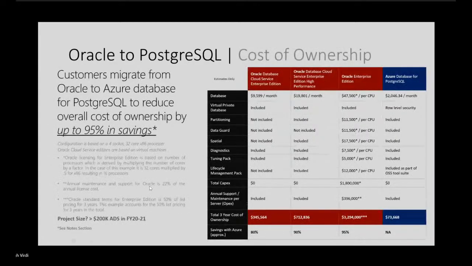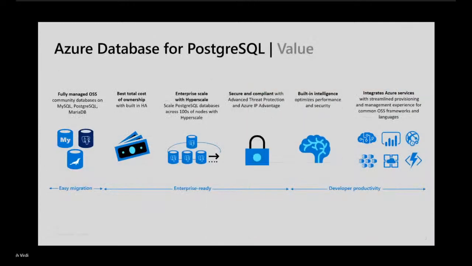Now, this is a very, I would say, very subjective slide. But again, we have seen this happening with some of the customers where they migrated from Oracle to Postgres, and they have seen around 95% in terms of savings, right? Again, as I said, it's a very subjective slide. It all depends on what kind of licensing you have, right?